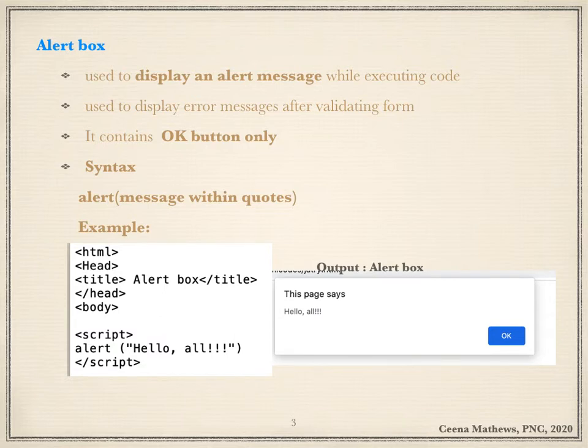An example is given. In the script, give alert within brackets and the message, and on the output side you can see the message displayed in a box with the OK button.